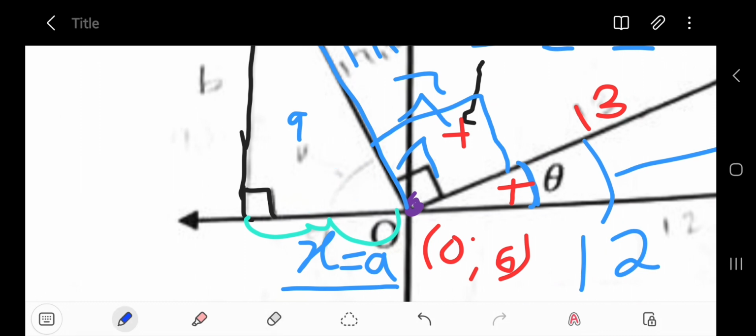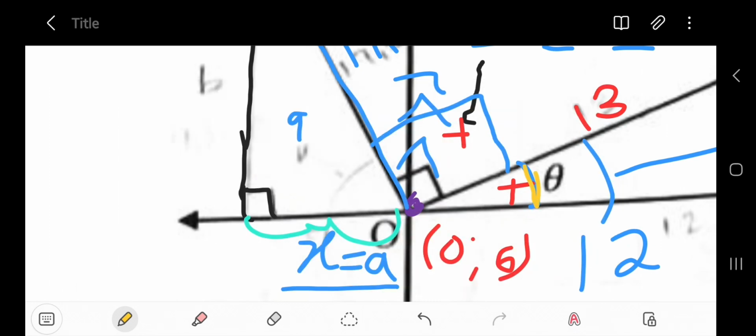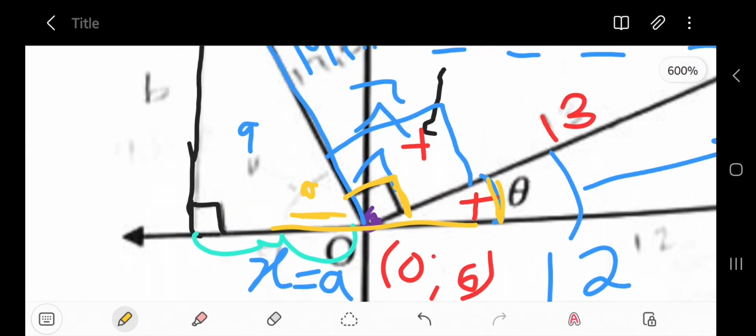But let's realize something further: we have theta, so we are sorted. We also have a 90-degree angle over here. But we are looking for this angle here. We can see that all these angles, all three of them, lie on a straight line, which is our x-axis. So is it fair to say that the angle that we're looking for, plus this angle which is 90 degrees, plus theta gives us 180 because of angles on a straight line? That's fair.